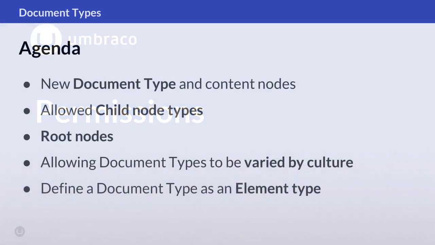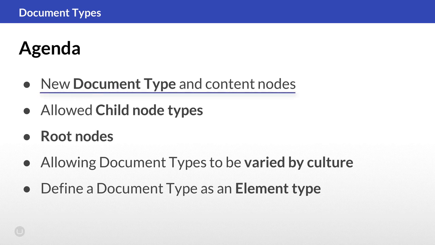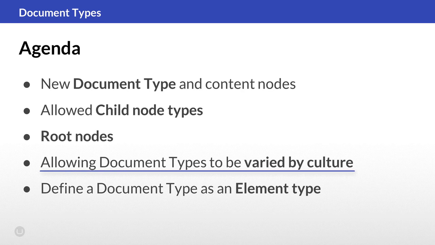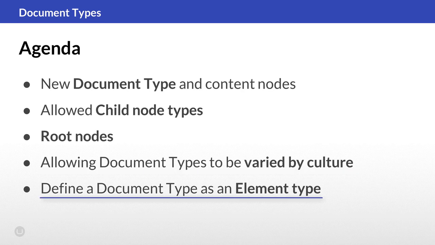The agenda for this video looks like this. We'll start by adding a new document type and create some content based on that. Then we'll have a look at the permissions menu and start building our website structure by using the Allow Child Node Types option. We'll talk briefly about root nodes. Finally, I'll give you a quick introduction to allowing document types to be varied by culture and how you can define document types as an element type to be used in nested content properties.